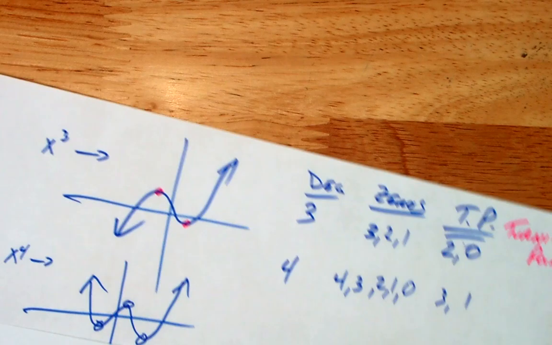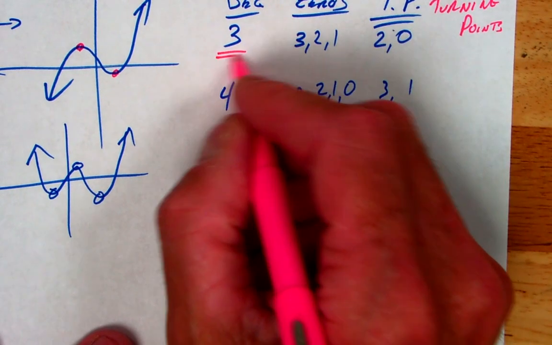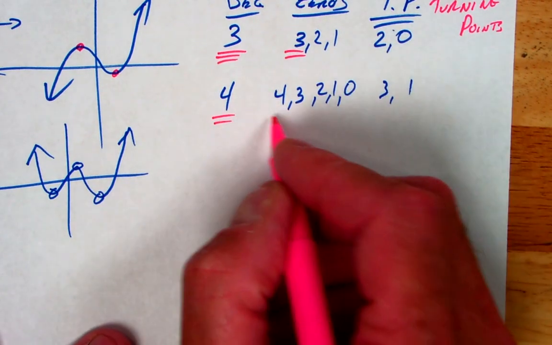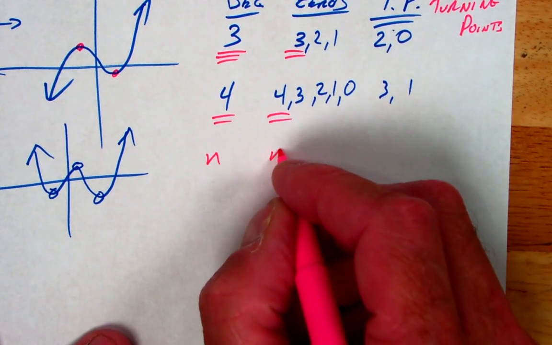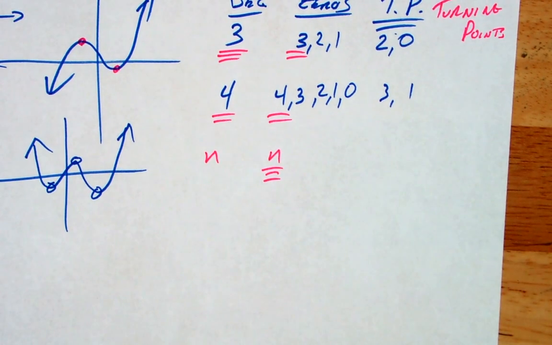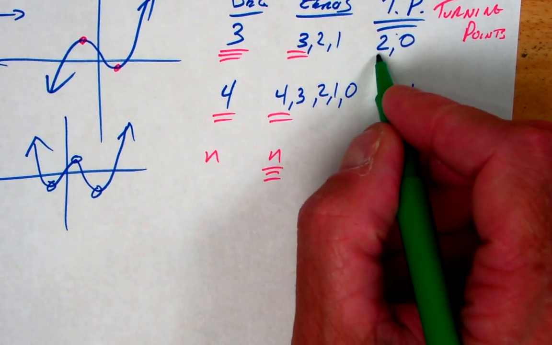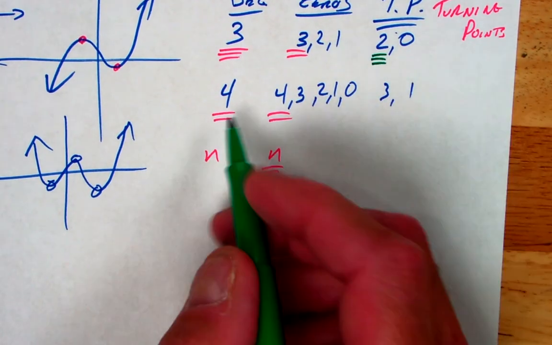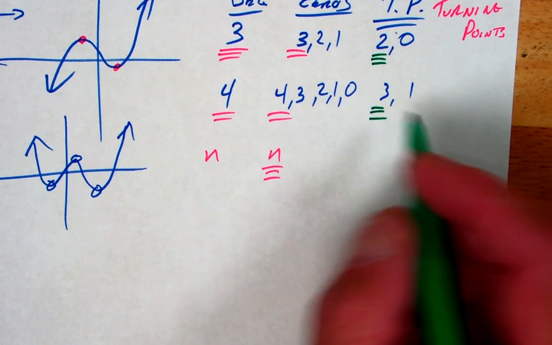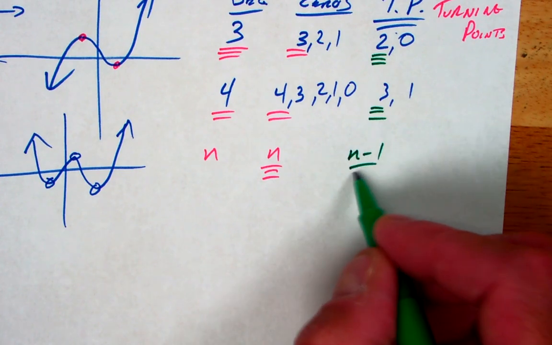Okay, so here's what I want you to observe more than anything. We could go down the wormhole on this, but if it's degree 3, we could have 3 zeros. If it's degree 4, we could have 4 zeros. If it's got degree n, we could have n zeros. We wouldn't have to. We could have any number less than n. Now, if I've got degree 3, the maximum number of turning points I could have is 2. Degree 4, the maximum is 3. And the maximum number of turning points I could have is n minus 1.